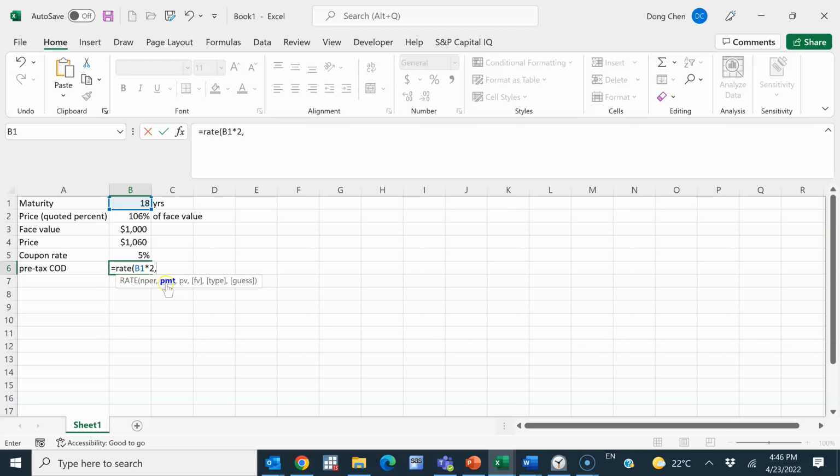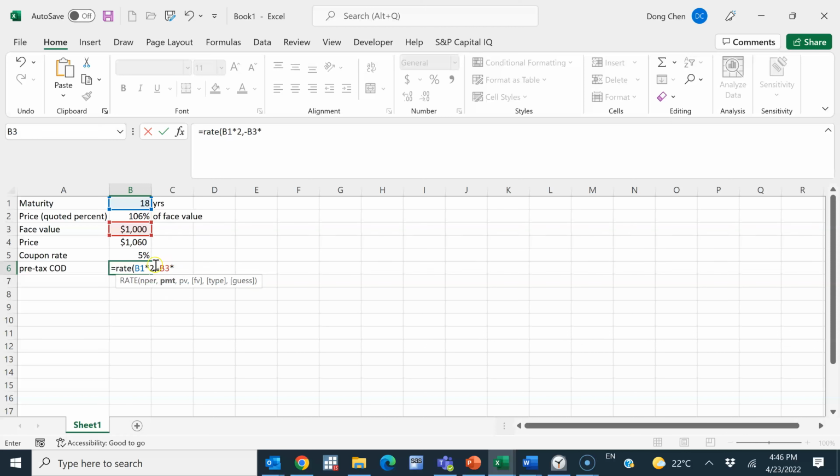So here we need to make a choice. We can either make the payment and the future value positive and the present value negative. Present value here should be the price. Or we can switch the signs for these two sets of numbers. In other words, we can also put the payment and the future value to be negative, but the present value, which is the price, to be positive. So here I choose to make the payment, which is the semi-annual coupon payment, negative.